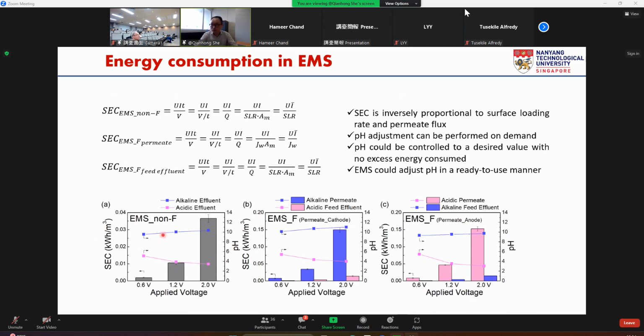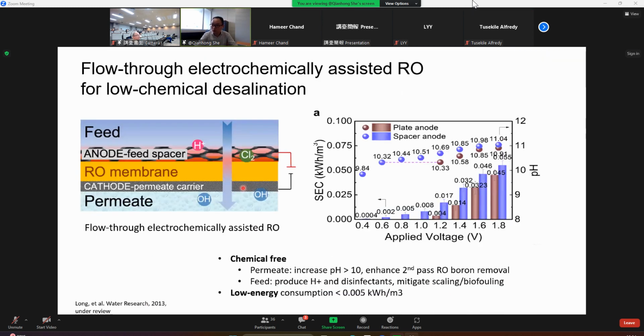So this demonstrates that this system can achieve very low energy consumption. So now the question is, how can we use this system in practice? So we design another process. We say this is a flow-through electrochemically assisted RO process. We introduce the anode feed spacer and also the cathode permeate carrier.